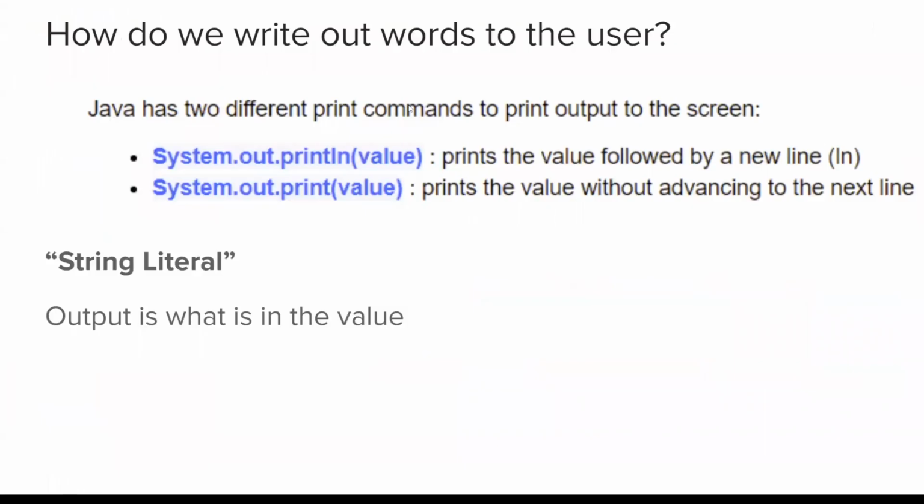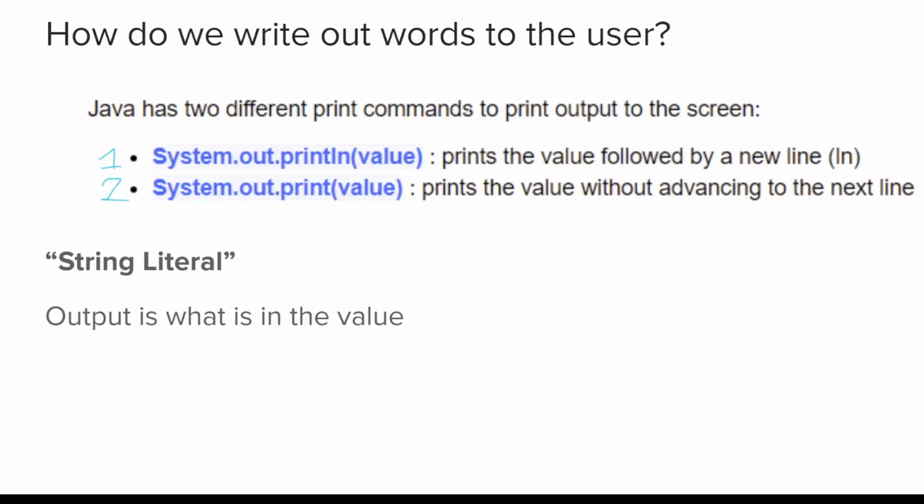So let's quickly go into print commands. Print commands are what you use when you want to give your reader an output. When you want to give your reader an output, you need to write down a print command. There are two ways we can write a print command: System.out.println(value) and System.out.print(value).